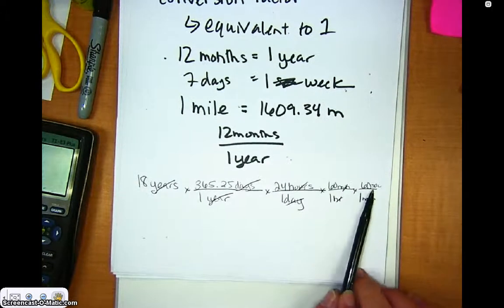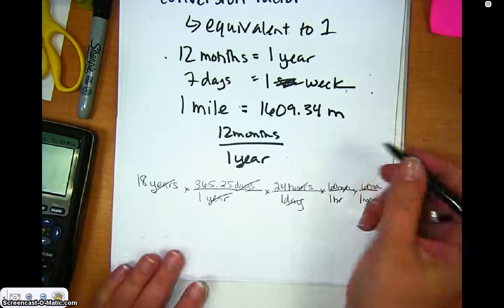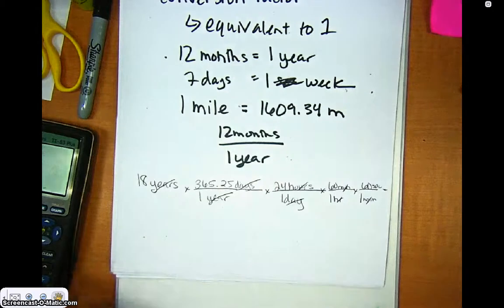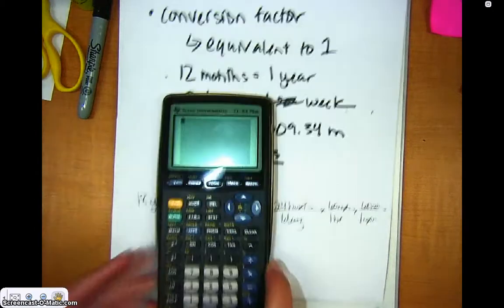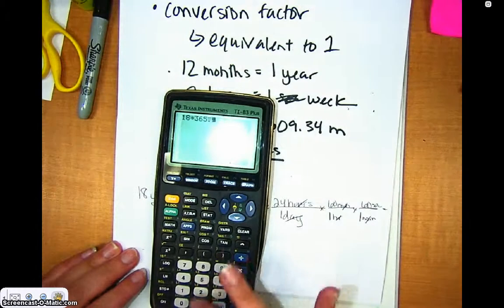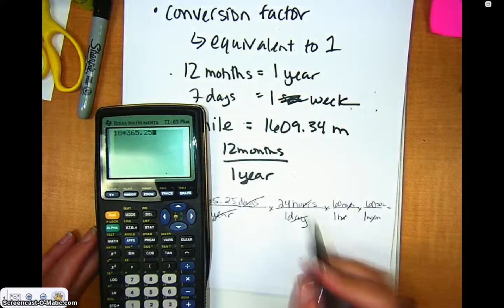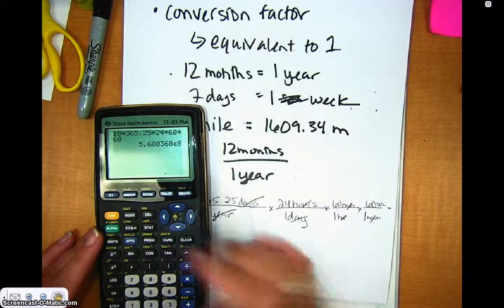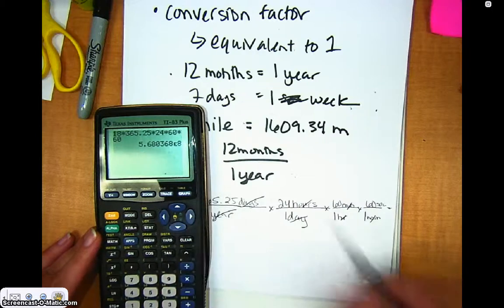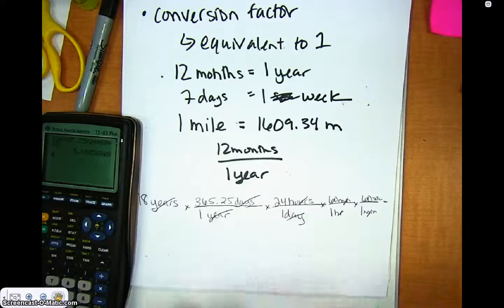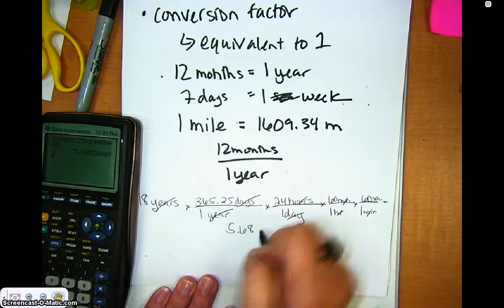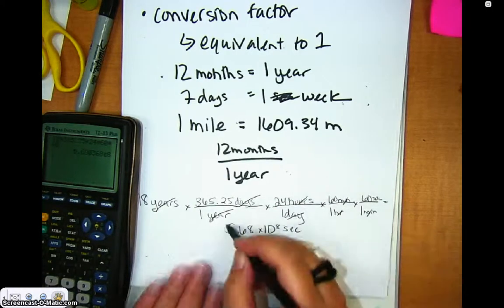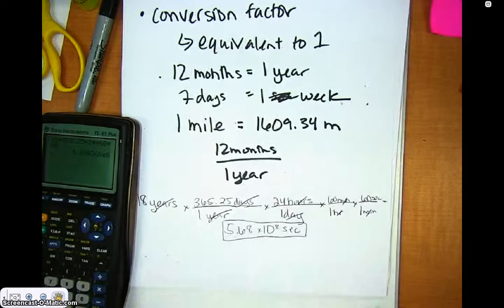Then whatever's on the top, I multiply, and whatever is on the bottom, I divide. Okay, so I'm dividing by 1 four times, so I can just ignore that part. And so I'm just going to take 18 times 365.25 times 24 times 60 times 60, and I get 5.68 times 10 to the 8th, roughly. So 5.68 times 10 to the 8th seconds is how many seconds that you are alive in 18 years.